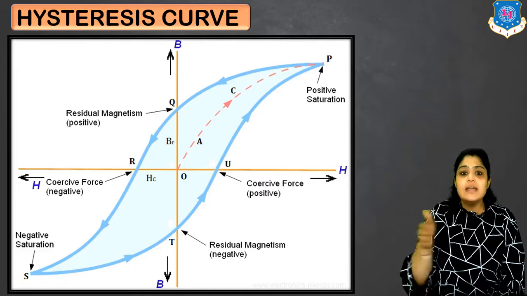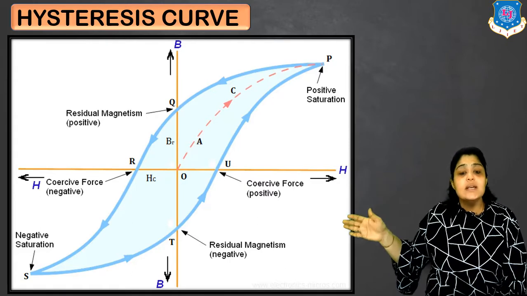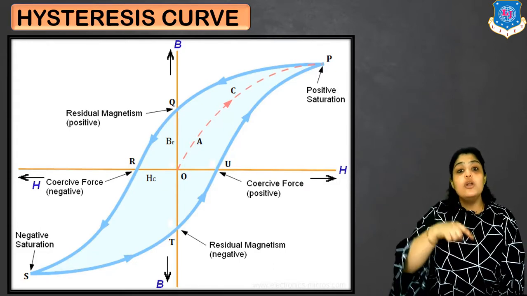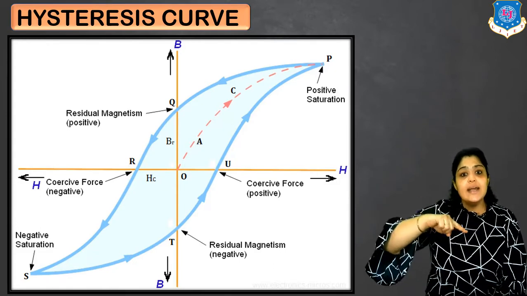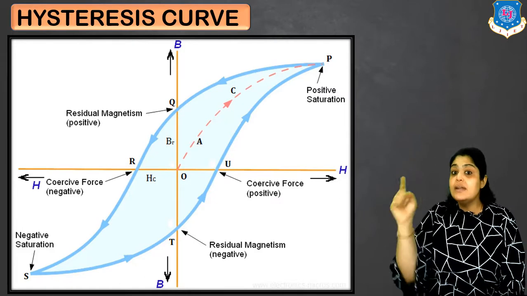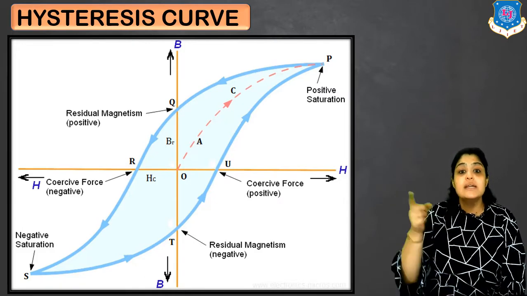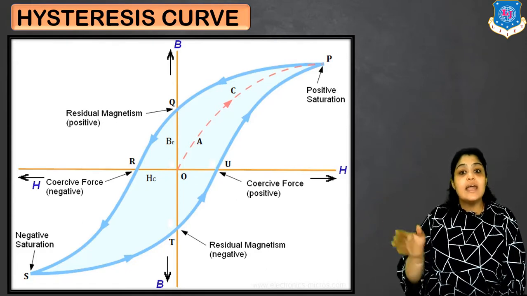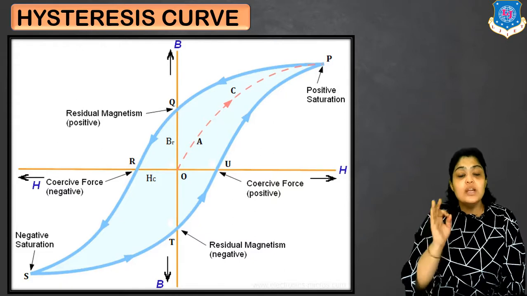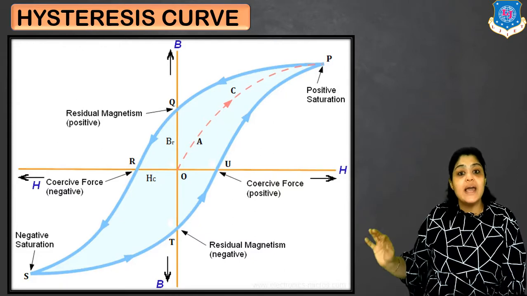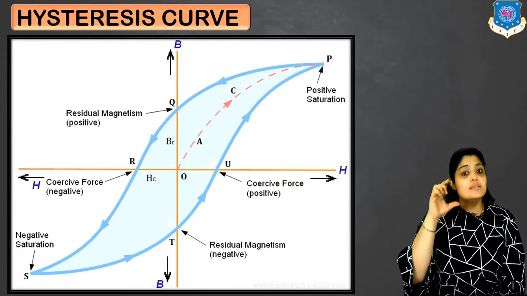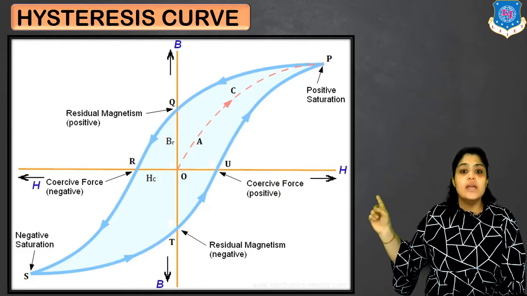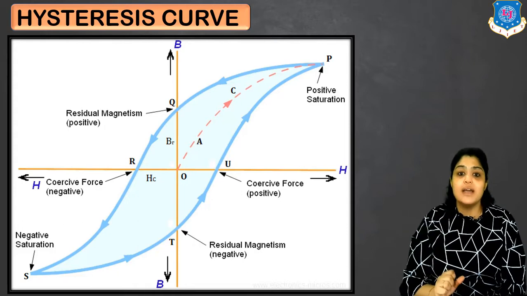Now suppose we start decreasing the field. Notice that if you are decreasing the magnetic field, the curve is not following the same path. It started as OACP, but now it follows the path PQ. Exactly at the point Q, the value of H is 0. The applied field becomes 0, but there is some magnetization left in the material, which is denoted by OQ in the diagram. It is along the positive y-axis.